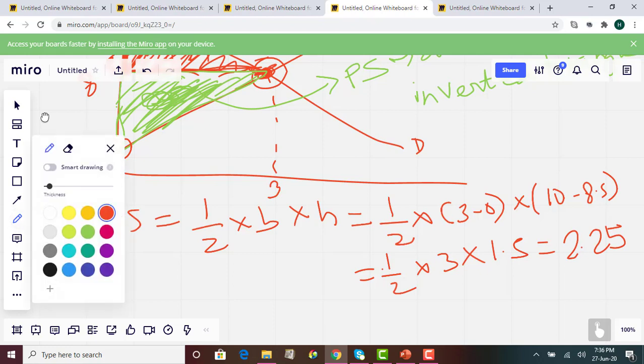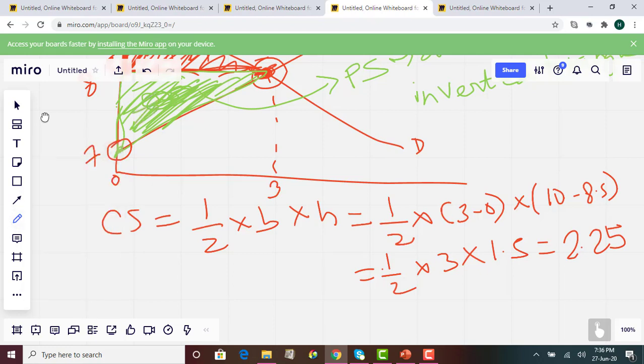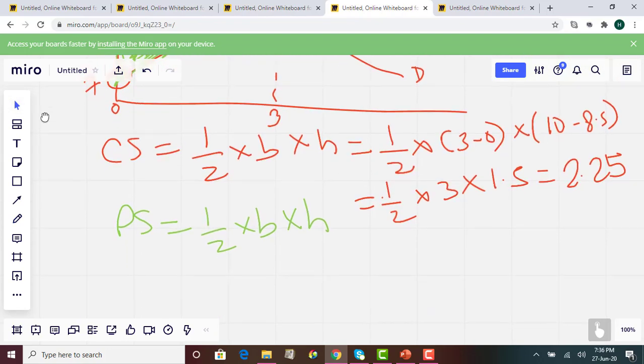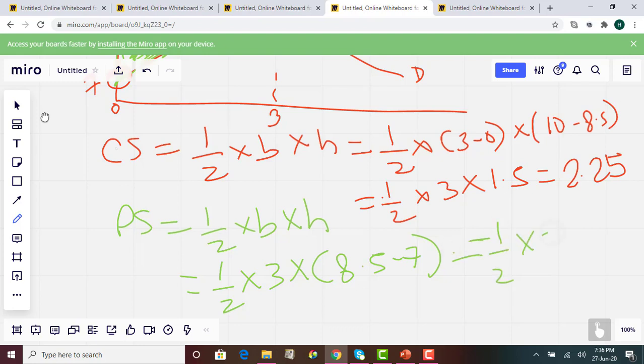Okay, now let's calculate producer surplus, the area of this inverted triangle. So again, the area should be half times base times height. Now if you look, the base is still 3, and the height now is 8.5 minus 7, because here it's intersecting at 7. If you go back to the graph, you will understand how I got those numbers. So half times 3 times 1.5 also comes out to be 2.25.